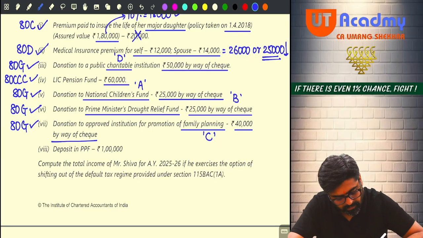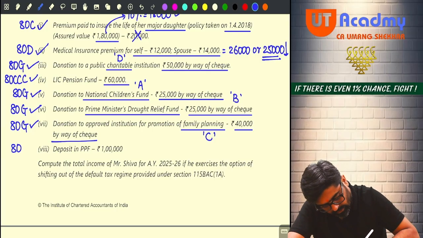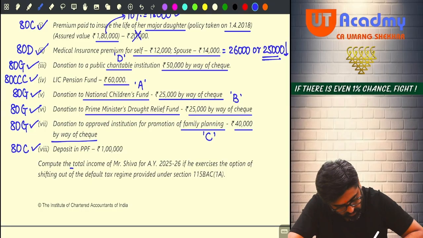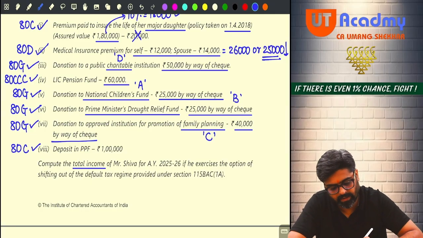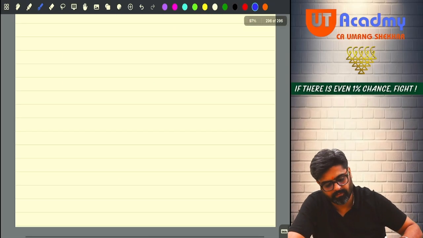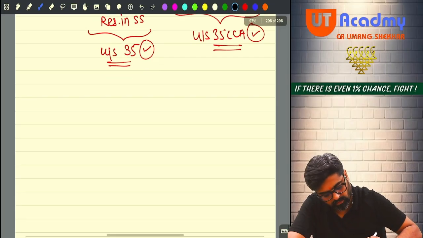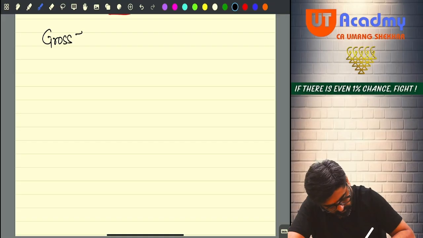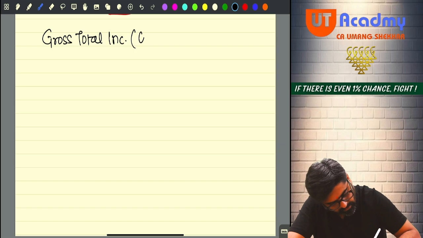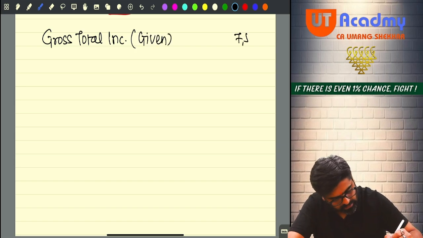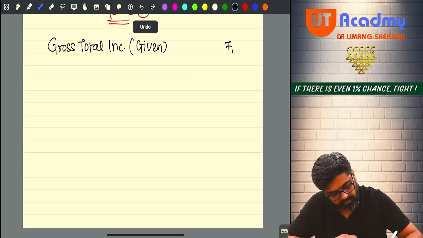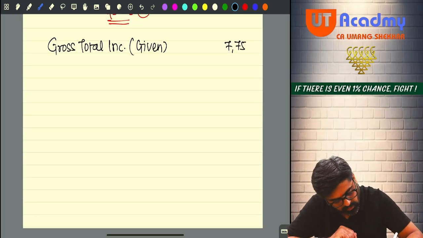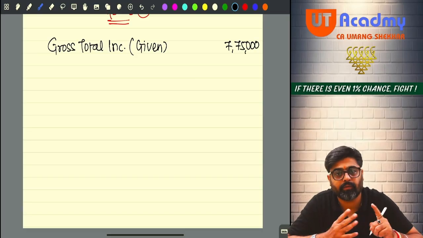Now deposit in PPF will be allowed under 80C. Compute the total income of Mr. Siva. Very easy question. Very, very easy. Please pay attention. I am solving. So your gross total income, in the bracket I will write down what is given, and in the outer column 7,75,000. Whatever deductions I am supposed to take, I will take from the outer column only.